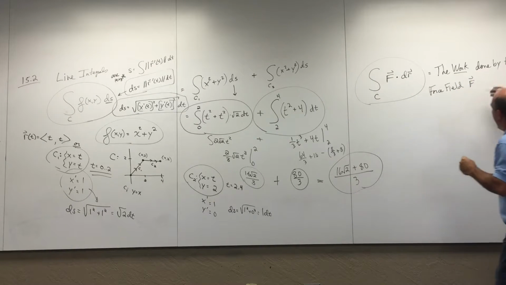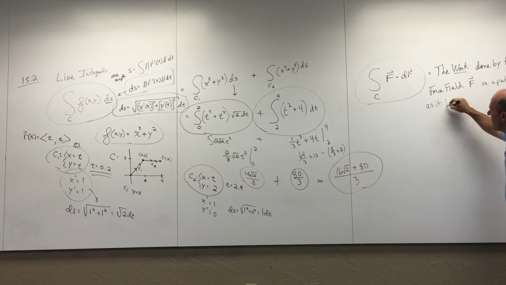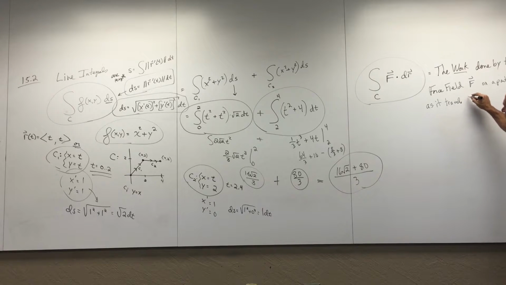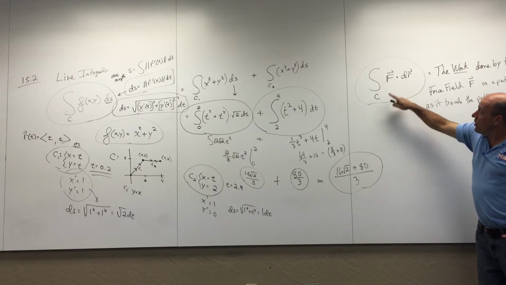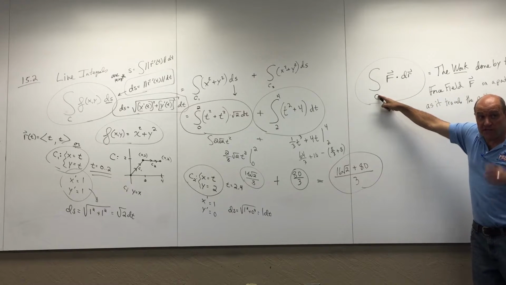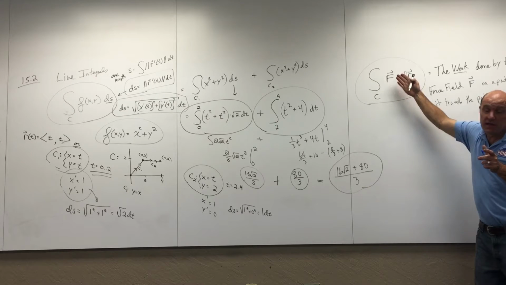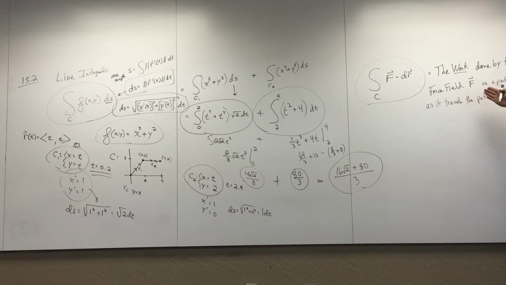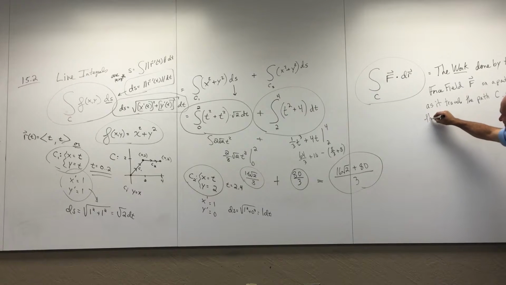F, on a particle. I guess you could say on a little particle. You're doing work on a little particle as it travels the path C. See, again, I'm integrating over a curve, and the curve is the path through this force field. So it is the work done by the force field on a little particle as it travels the path C through the force field. Pretty cool, huh?